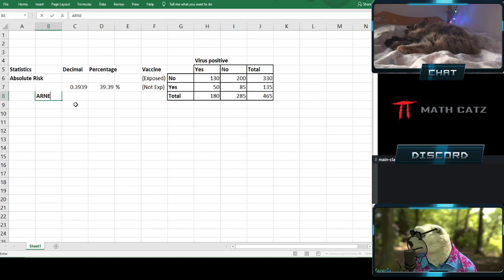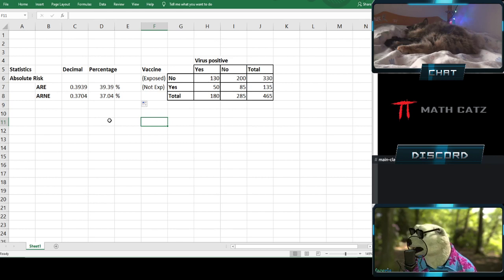So the absolute risk of the non-exposed group will be the number of people with the positive outcome that have the virus divided by the total in that non-exposed group. And I'll set a percentage again. Yes, I can copy the formula. I'm just clarifying here. Copy that guy down to have my percentage symbol in case you want to see.